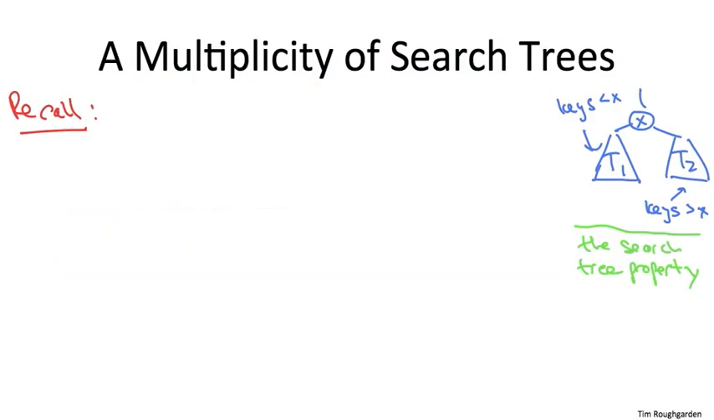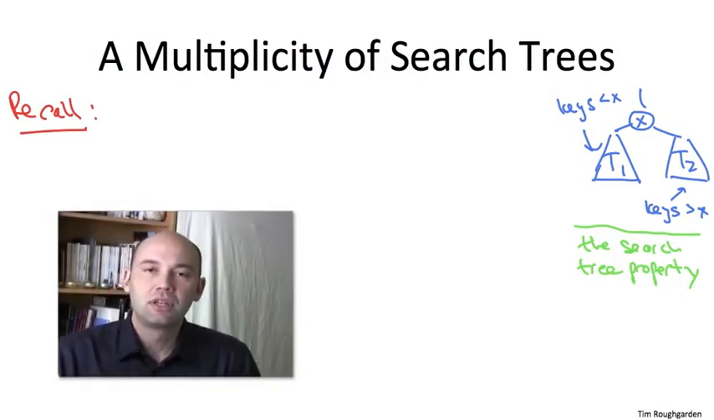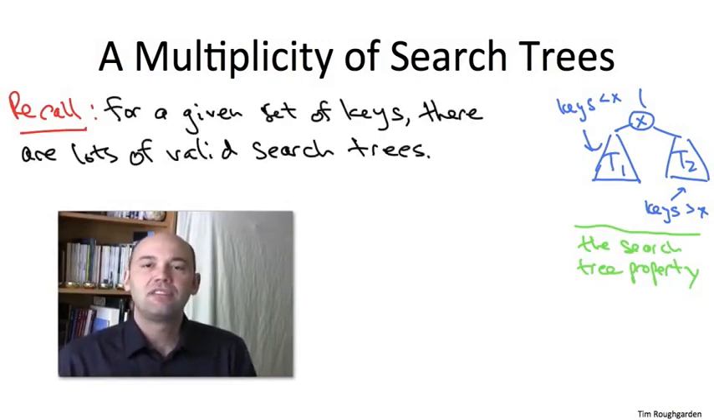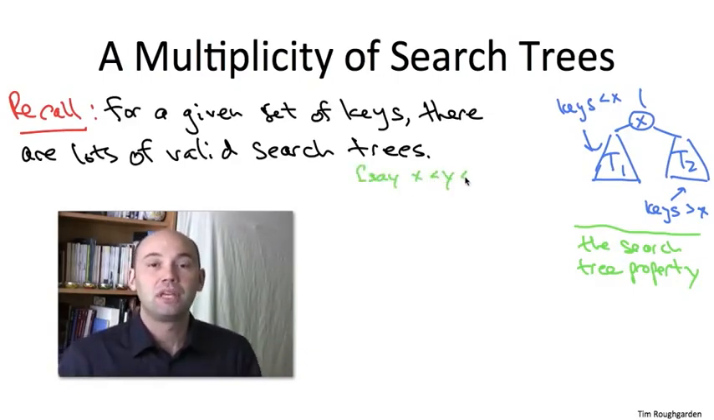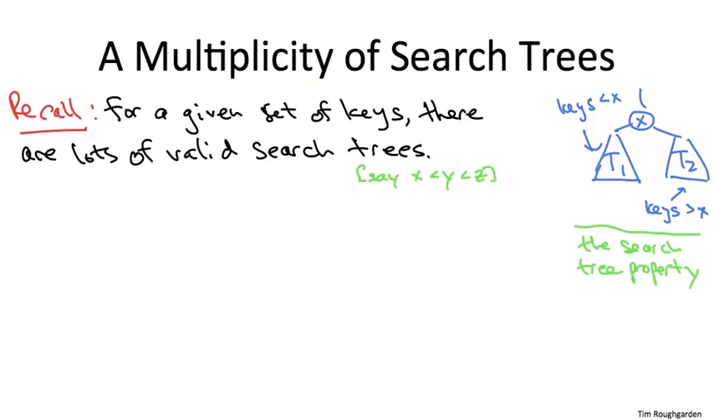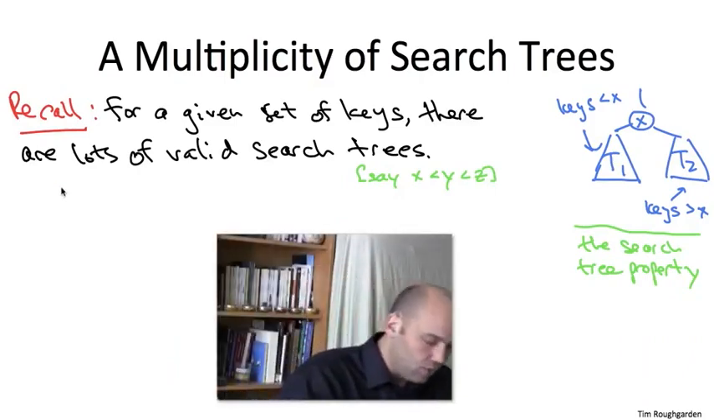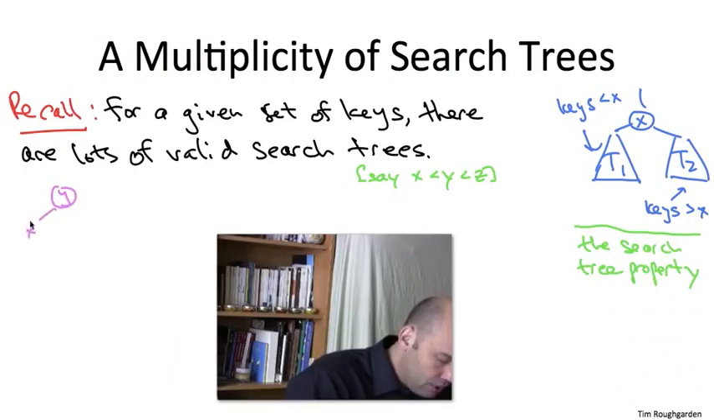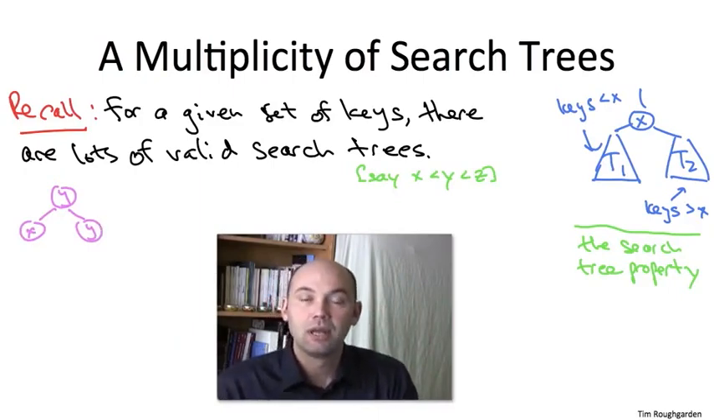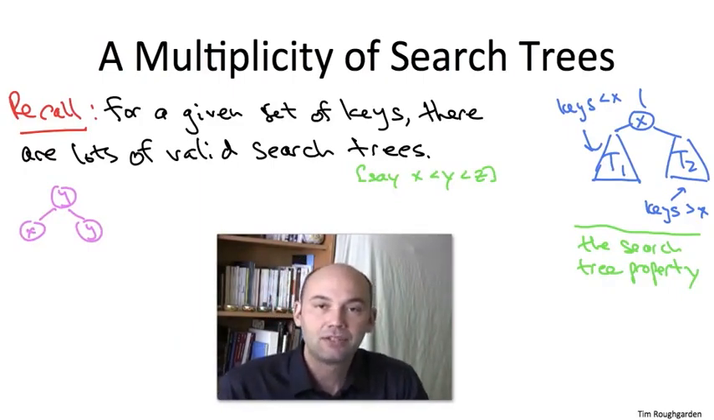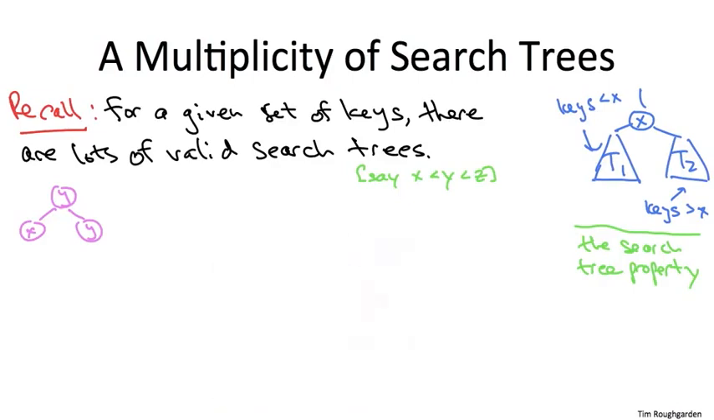Something we originally discussed in the context of balanced binary search trees like red-black trees, and I'm going to reiterate now, is that for a given set of keys, there are many, many valid search trees containing those keys. Just to remind you how this works, let's suppose there were only 3 keys in the world, x, y, and z, with x less than y less than z. One obvious search tree would be the balanced one, which puts the middle element y at the root. It would have left child x and right child z, but there are also the 2 chain search trees containing these 3 keys, one with the smallest element x at the root, the other with the largest element z at the root.